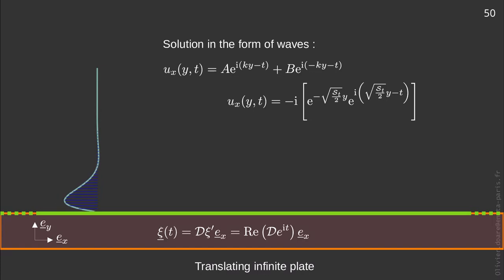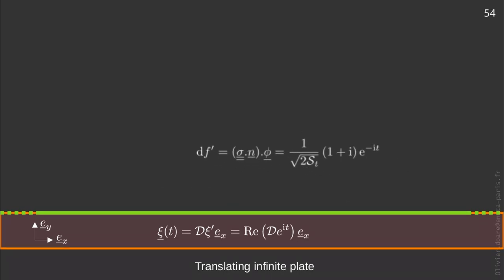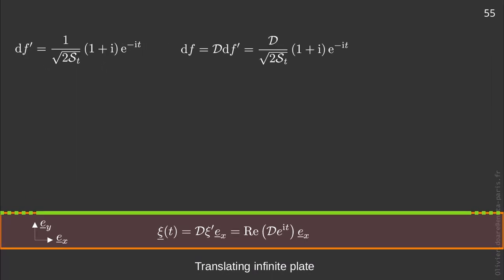Here is what this solution looks like. It highlights the fact that the fluid is driven by the viscous effect on a layer of a certain thickness, which we will discuss later. Let us now calculate the fluctuation of the stress at the wall. We can then calculate the surface force as the projection of this stress onto the modal motion, that is Ex. The surface stress is simply dF prime times the displacement number.